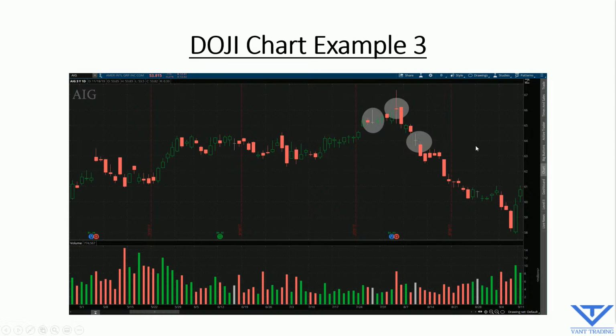A couple more. Look at this. 3 dojis. Actually, this is kind of 4. This is almost 5. That's a little big. But you've got that long-legged doji here where the bulls and bears beat the crap out of each other and no one could win. And then afterwards, they started sending it lower. The doji isn't important in itself. It's what happens after. And you saw the bears take control after this doji.